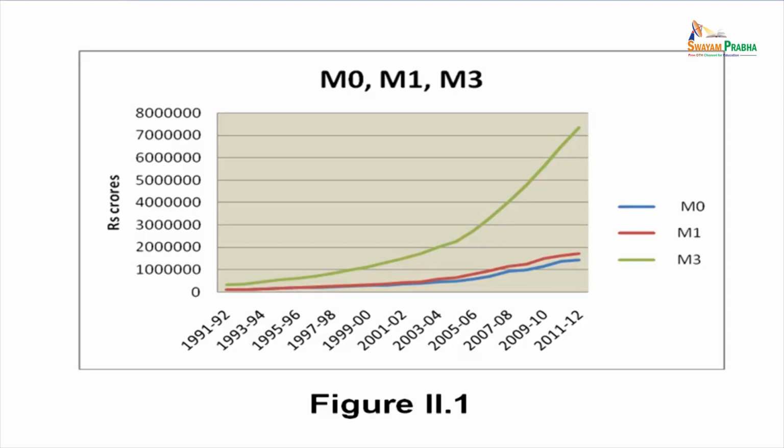The aeroplane is going, it is like the Mars mission happening in the country, this rocket is going to Mars. It just shoots up. Whereas M1 and monetary base are slow, close to each other.